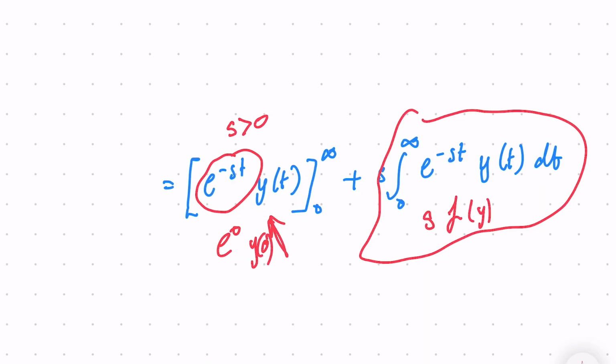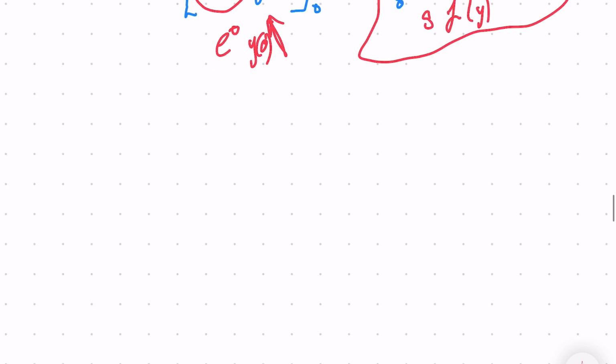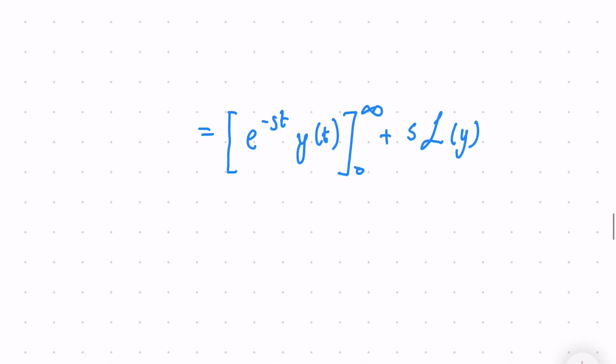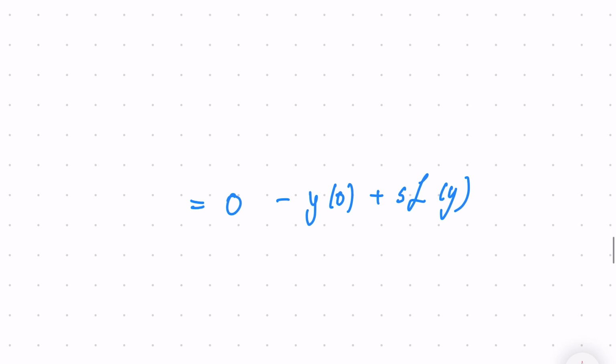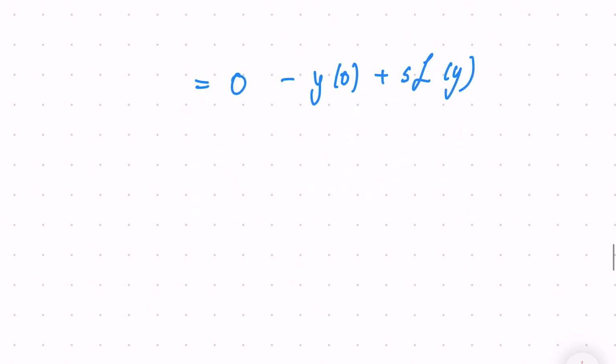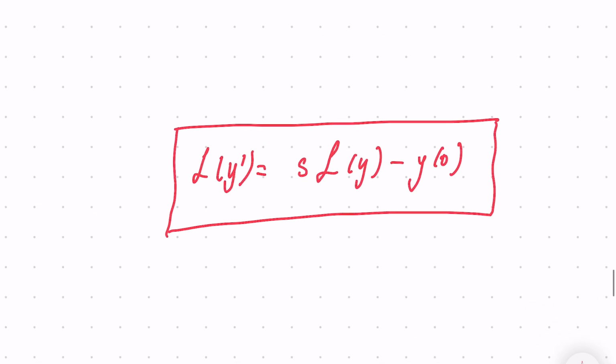When I put 0 in, I get e to the 0 times y of 0. E to the 0 is 1. So I end up with that 0 minus y at 0 plus s times the Laplace transform of y, and I'll just rearrange that.